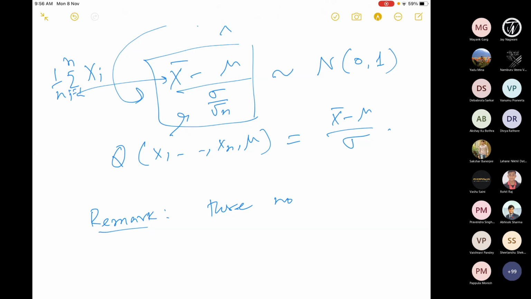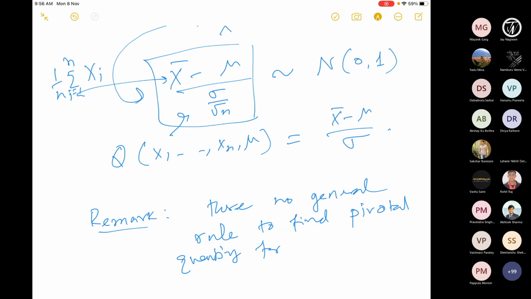There is no general rule to find a pivotal quantity for some distribution, a pivotal quantity for f of x theta. But up to a certain extent you can find it. For some nice density functions, you can actually find it.